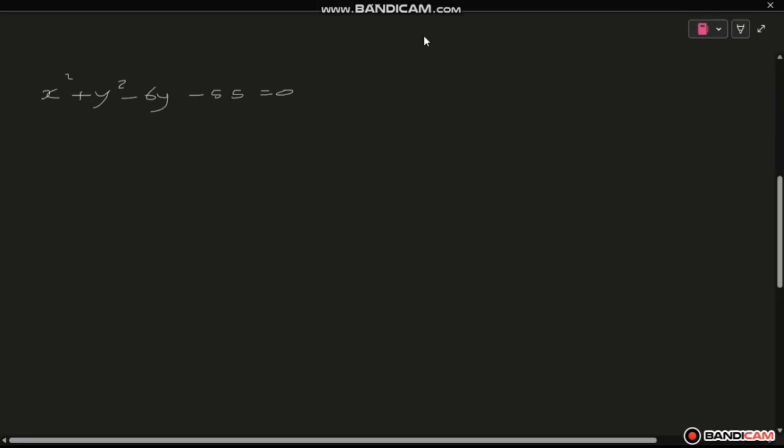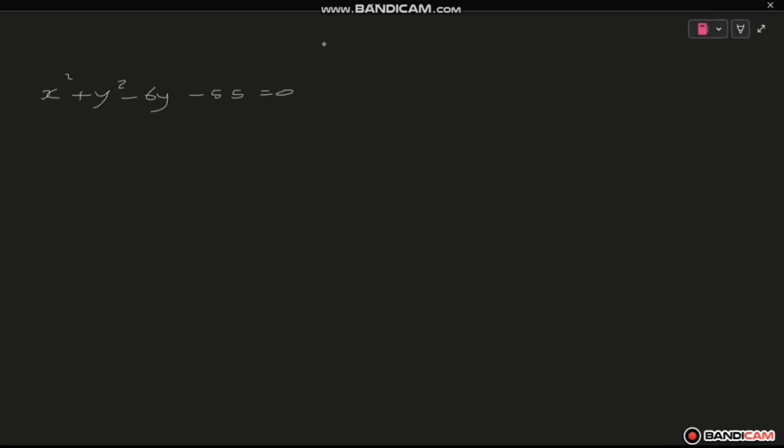As you can see, for x squared we do not have the coefficient of x, we only have the coefficient of x squared. So we just write it as it is. It means the coordinate there will be 0, so plus y squared minus 6y. Then before we can complete the square, we transpose the 55 to the right, so that on the left we are left with x and y.